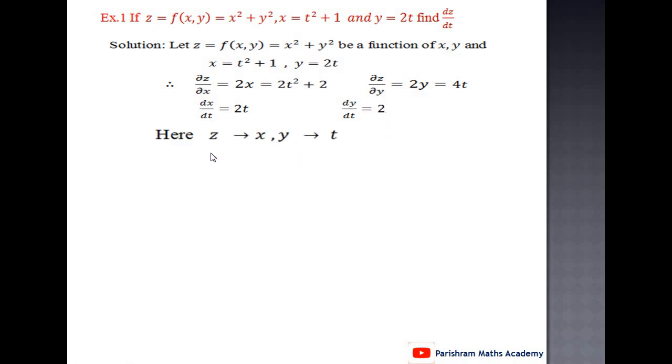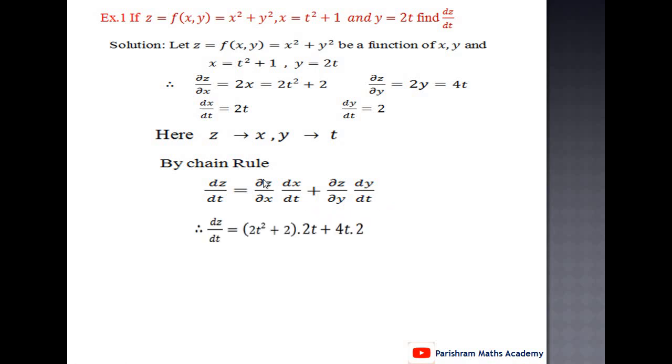And therefore, here z is a function of x and y, and x and y are functions of t, so by the chain rule dz/dt equals ∂z/∂x into dx/dt plus ∂z/∂y into dy/dt. Now ∂z/∂x is 2t² + 2, into dx/dt which is 2t, and ∂z/∂y equals 4t, into dy/dt which is 2.